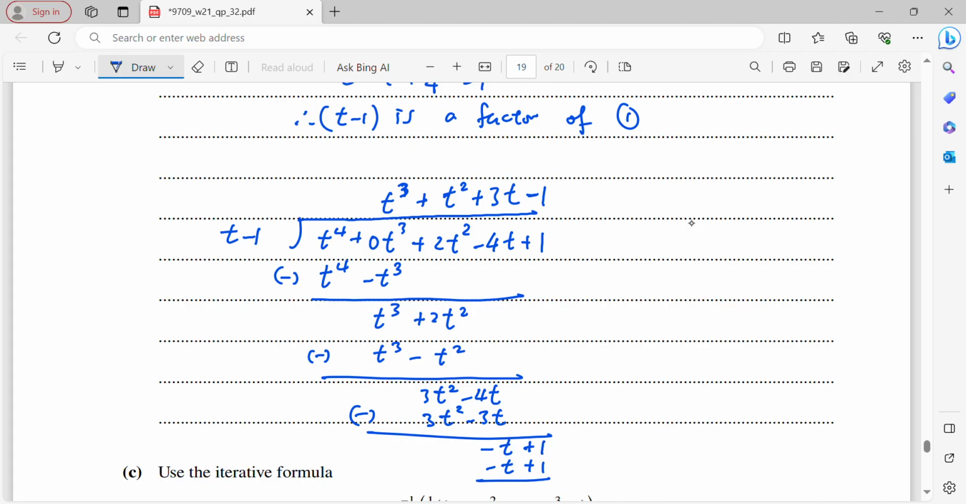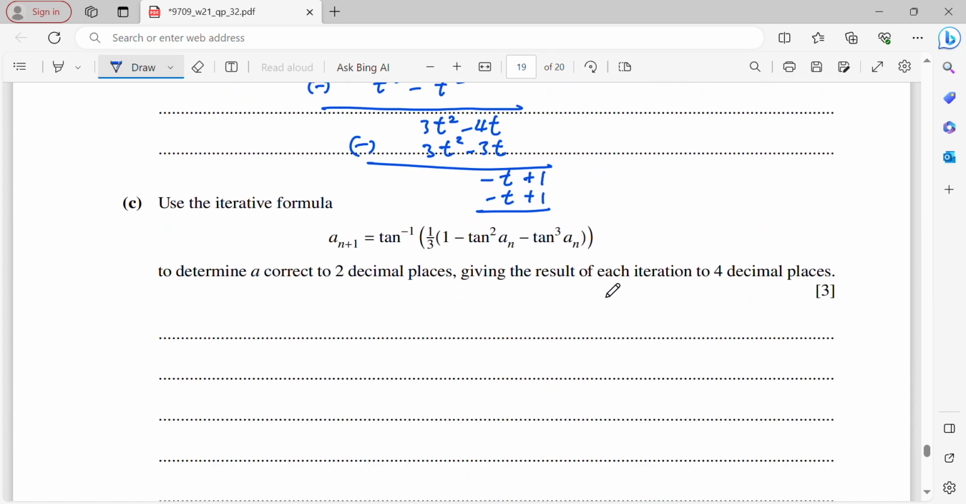Okay, so from here, alright, I will get t cubed plus t squared plus 3t minus 1. That is my quotient. And then I multiply with the divisor t minus 1, it will be 0 from the first equation. So now I will be getting t cubed plus t squared plus 3t minus 1 equals to 0. Okay, so with this, I have shown the equation when dy/dx equals to 1.